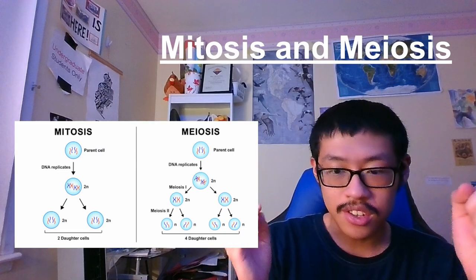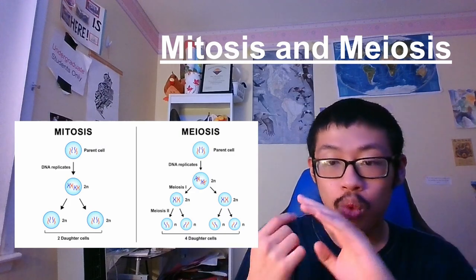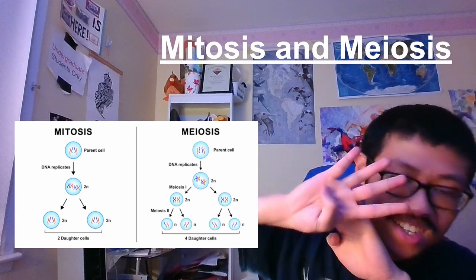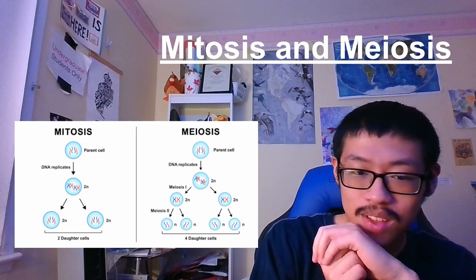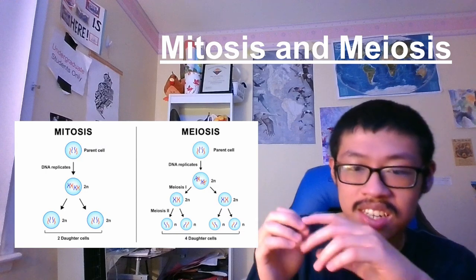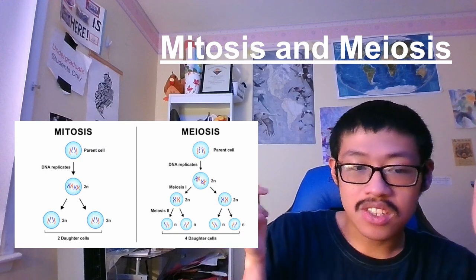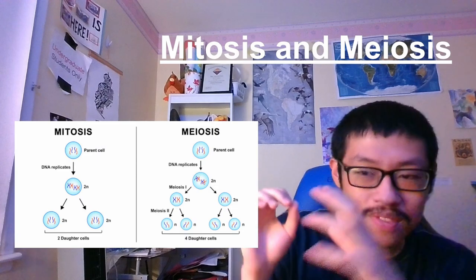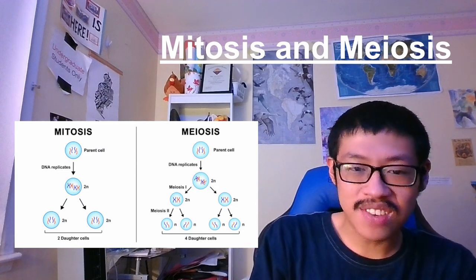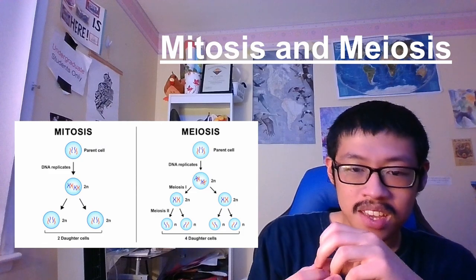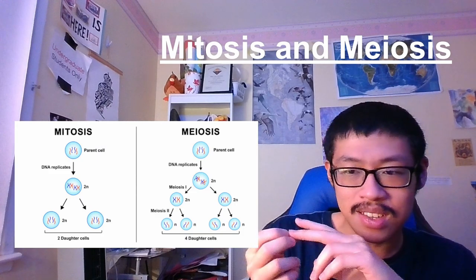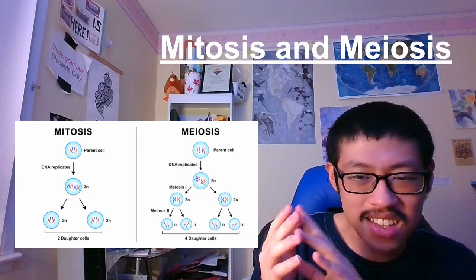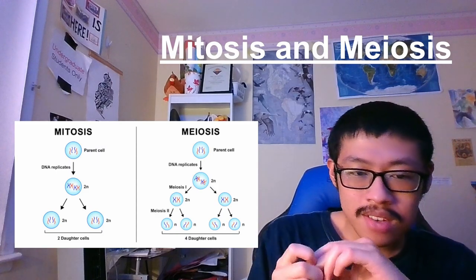In sex cells, so in humans, the eggs and the sperm, you want genetic diversity in each of the four daughter cells. And so it will actually involve the division of duplicated genetic material twice, so that each sex cell has half of the DNA that would be required to form a full human organism. So this process is called meiosis. It's kind of like doing mitosis twice. That's not exactly true, but you can think about it as such.